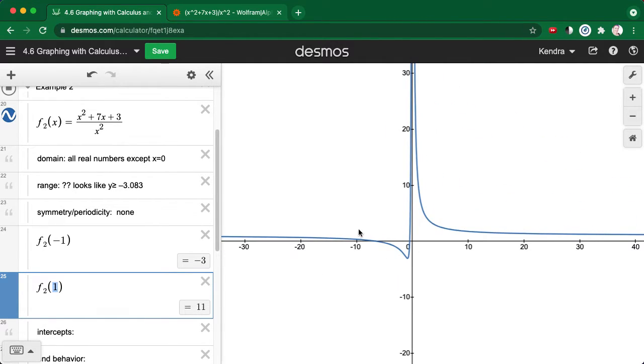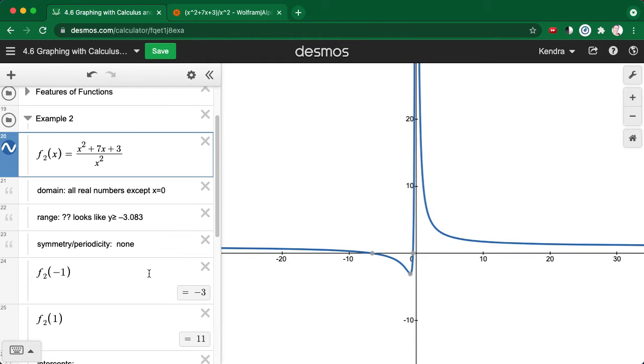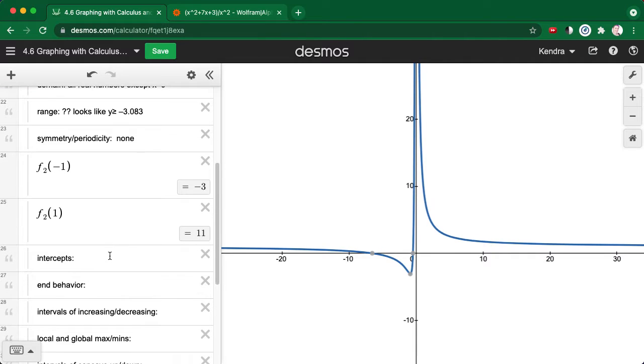And we can see that there's no repeats. And I can also confirm the periodicity really only happens if you have trig functions involved. And so rational functions do not have periodicity. Okay.